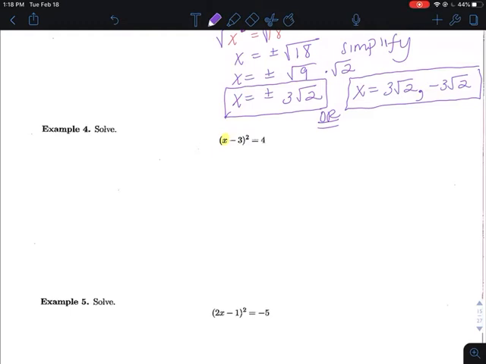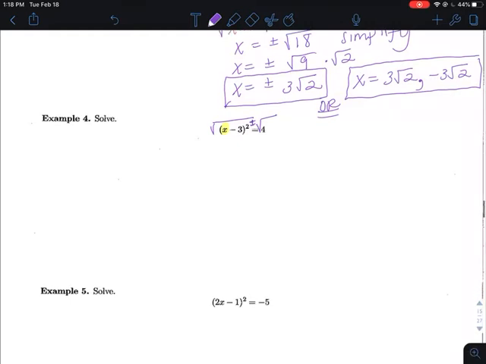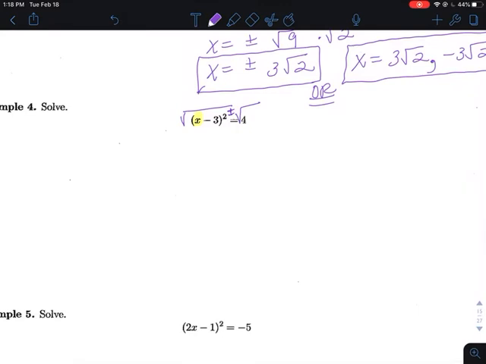So what I'm going to do is take the square root of both sides. Anytime you introduce a square root into the problem, you need to put a plus or minus symbol in front. So that plus or minus symbol. The square and the square root cancel, so this is x minus 3 equals plus or minus square root of 4. So x minus 3 equals plus or minus 2.